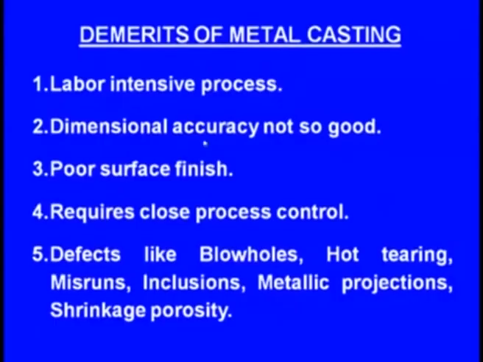Next one, the next demerit is the poor surface finish. Just now we have seen that the molten metal is poured into the compacted sand medium. Inside the compacted sand medium there will be a hollow cavity, and into that hollow cavity we pour the molten metal. The hollow cavity will have the small irregularities. Accordingly, even the casting will develop these irregularities. That is how the surface finish is very poor in the case of the castings.